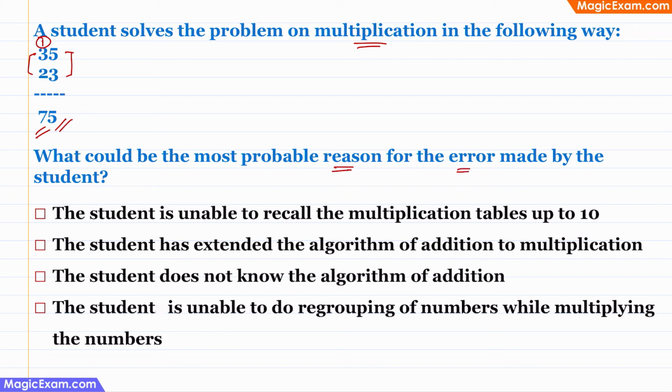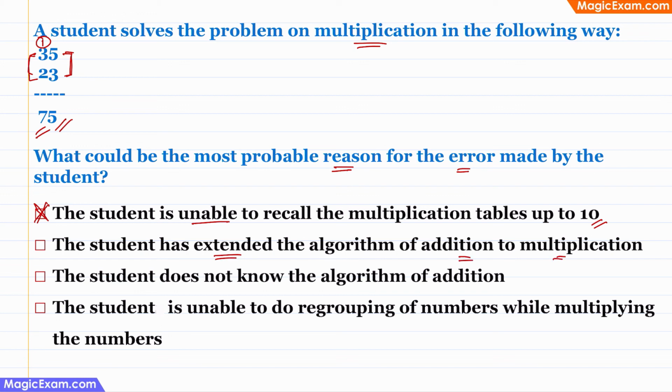Now we have to identify what is the most probable reason for the error made by the student. The first option says the student is unable to recall the multiplication tables up to 10. This is incorrect because if you notice 5 3s are 15, he has done it correctly. 3 2s are 6, he has done it correctly. So he knows multiplication table. So we cannot prove that he does not know multiplication table up to 10. Therefore, this is incorrect.